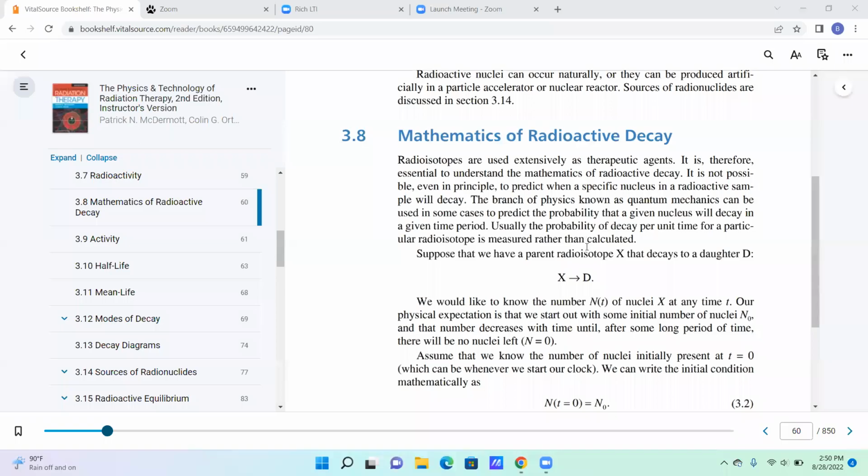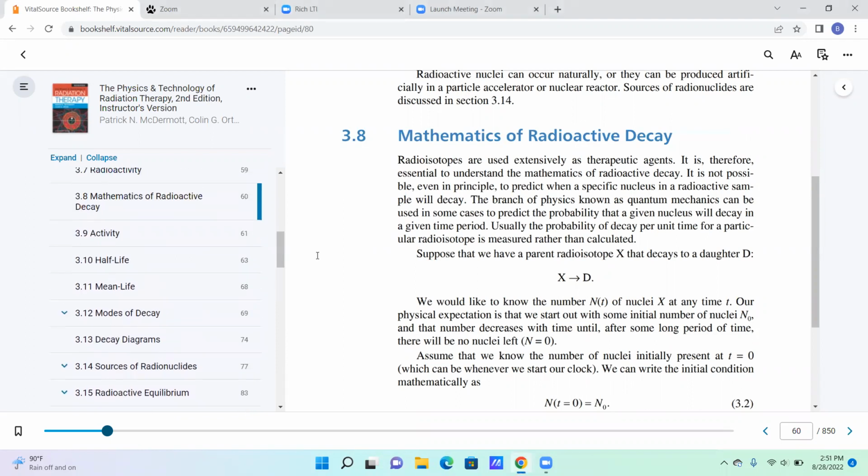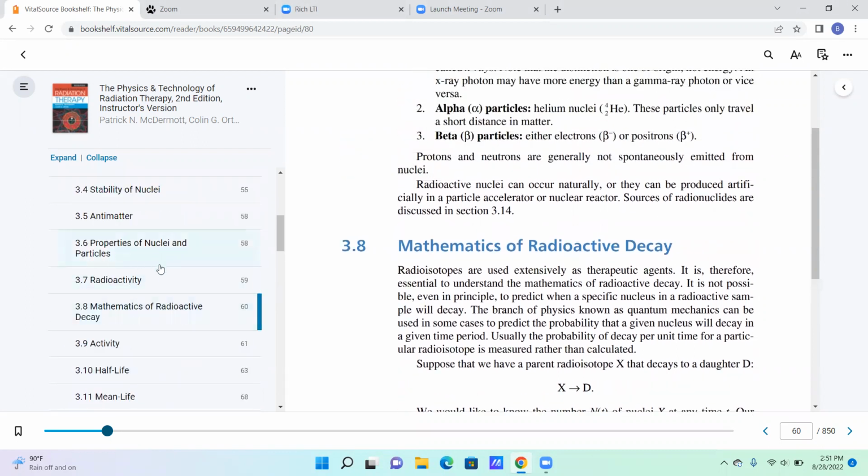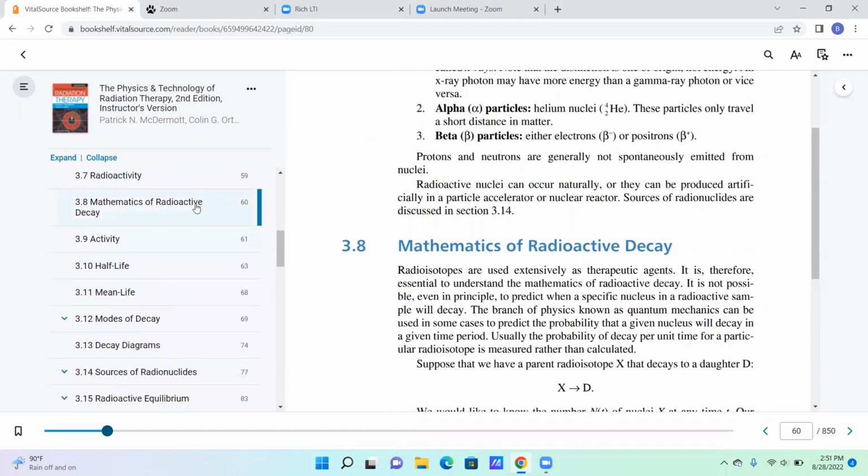This is going to be the second part of the Chapter 3 lecture. We're going to be going from 3.8 down to 3.15. So what are we looking at? Previously, we had been looking at radioactivity, properties of nuclei and particles, antimatter, and things of that sort. Now we're going to start looking at how to describe decay.